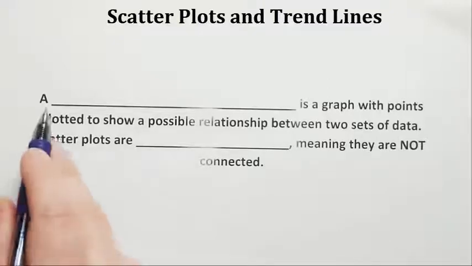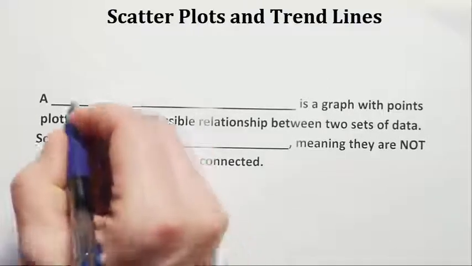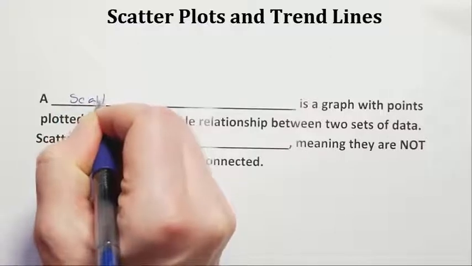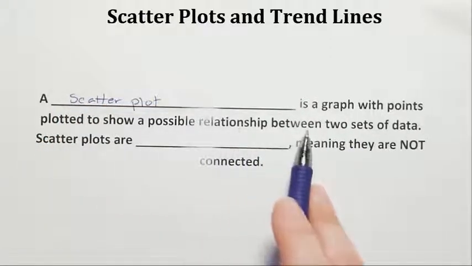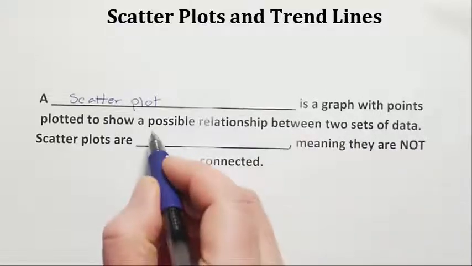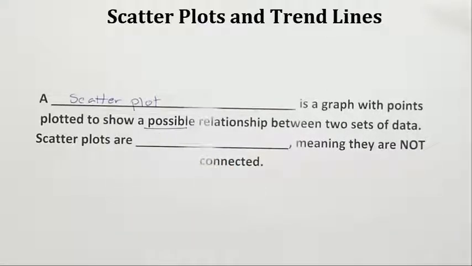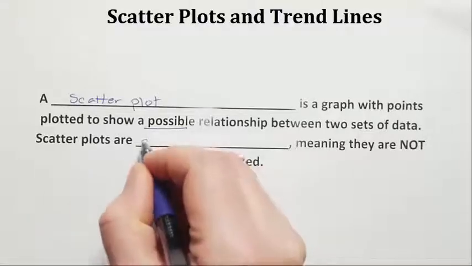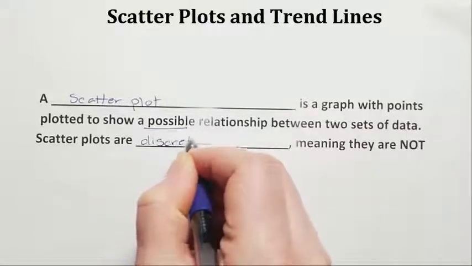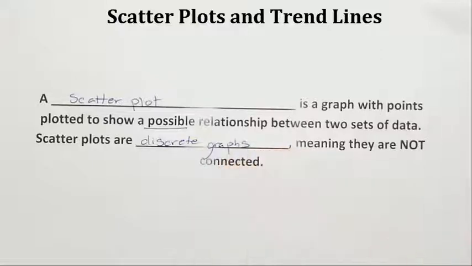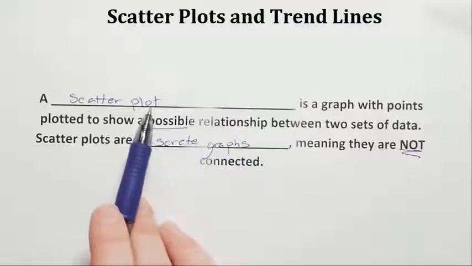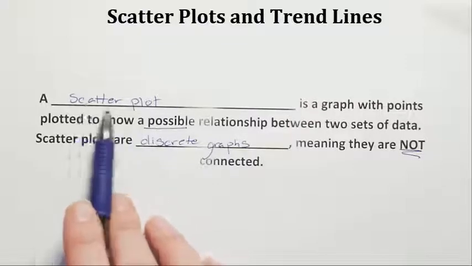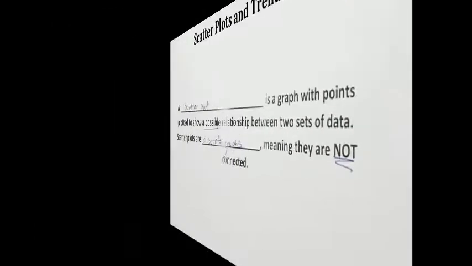So our first definition is a scatter plot. A scatter plot is a graph with points plotted to show a possible relationship between two sets of data. It's a possible relationship because sometimes there isn't one. Scatter plots are discrete graphs. And if you remember from our previous lesson, that means that they are not connected. So scatter plots are literally a bunch of scattered points along a graph.